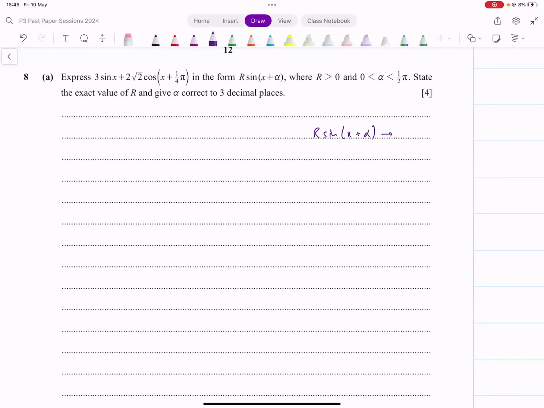Now for this, you need something like this: a sine x plus b cos x. You need to remember that this is the form that you need, right? R sine x plus alpha has to come from this form basically. Now, the problem is they have not given you this form in the question. They've given you something slightly different.